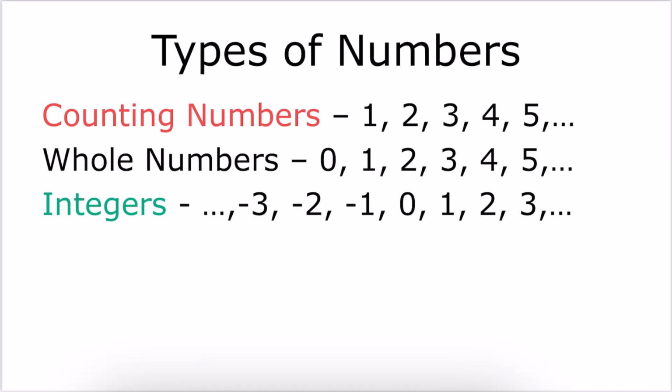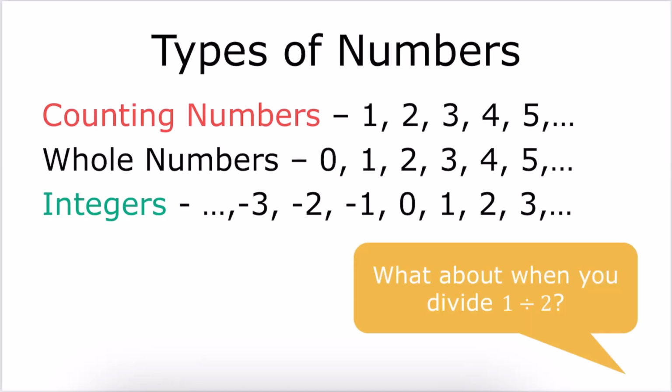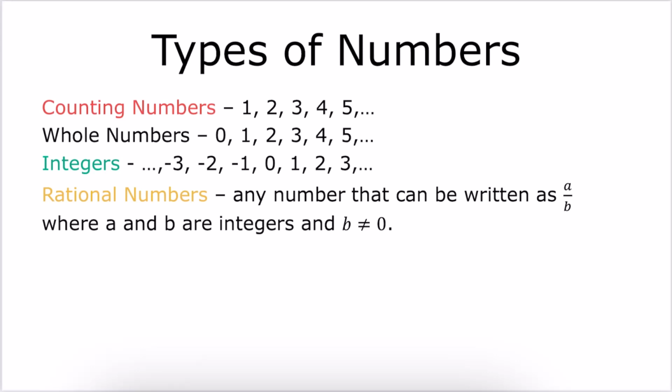So the set of integers is closed under multiplication and subtraction and addition. However, it is not closed under division because if you took two integers like 1 and 2 and you did 1 divided by 2, the result would not be another integer. And so this motivated the creation of the next set of numbers, which is the set of rational numbers. So the set of rational numbers is defined as any number that can be written as a over b, where a and b are integers and b does not equal 0.